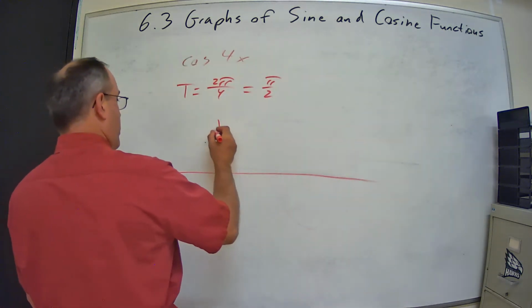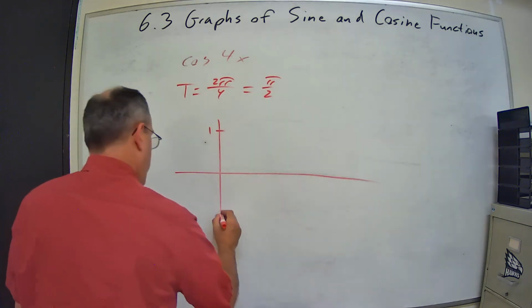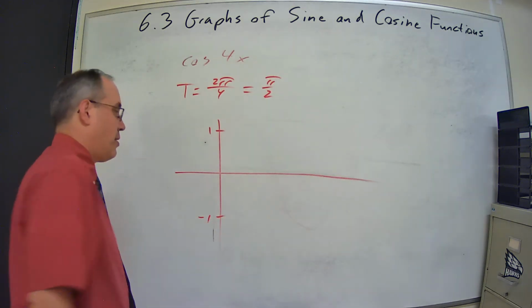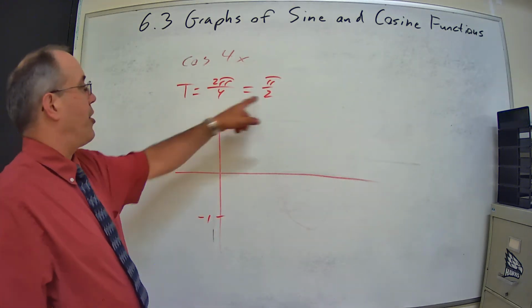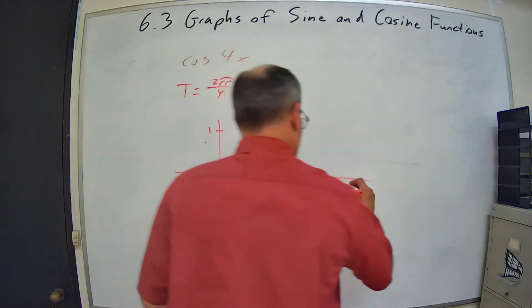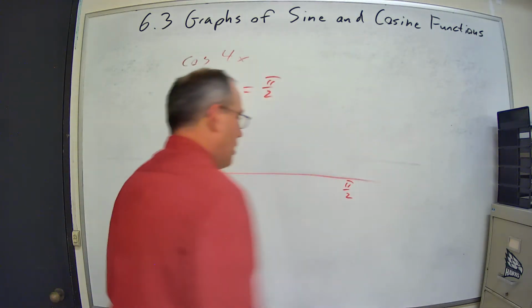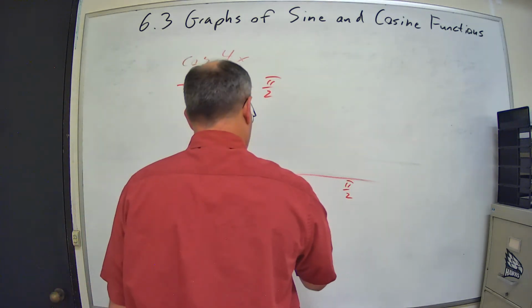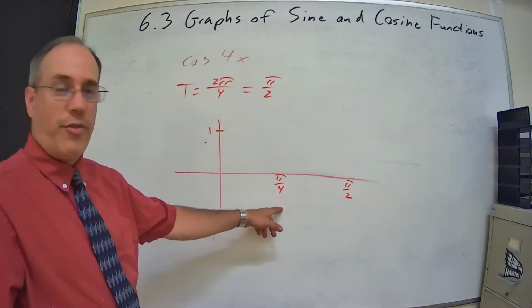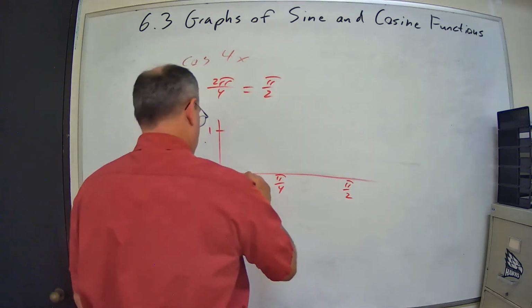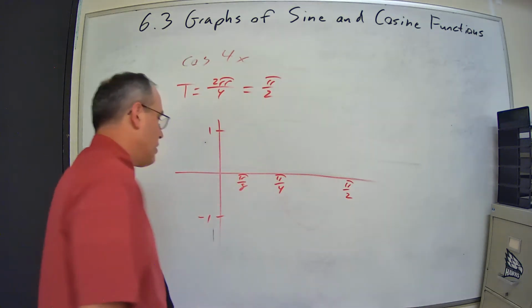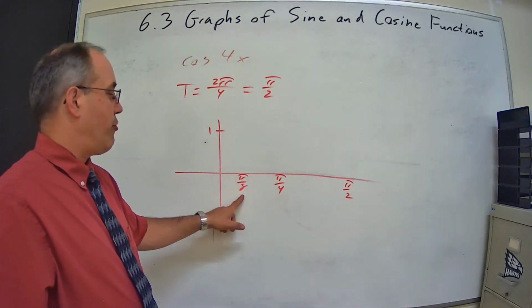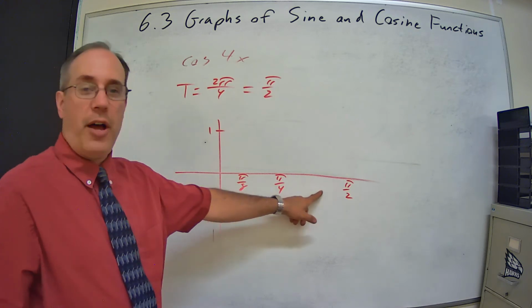Okay, we know we're dealing with positive 1 and negative 1. Our period is pi over 2, so I'm going to come over here and put pi over 2. Half of pi over 2 is pi over 4. Half of pi over 4 is pi over 8. 1 pi over 8, 2 pi over 8, 3 pi over 8.